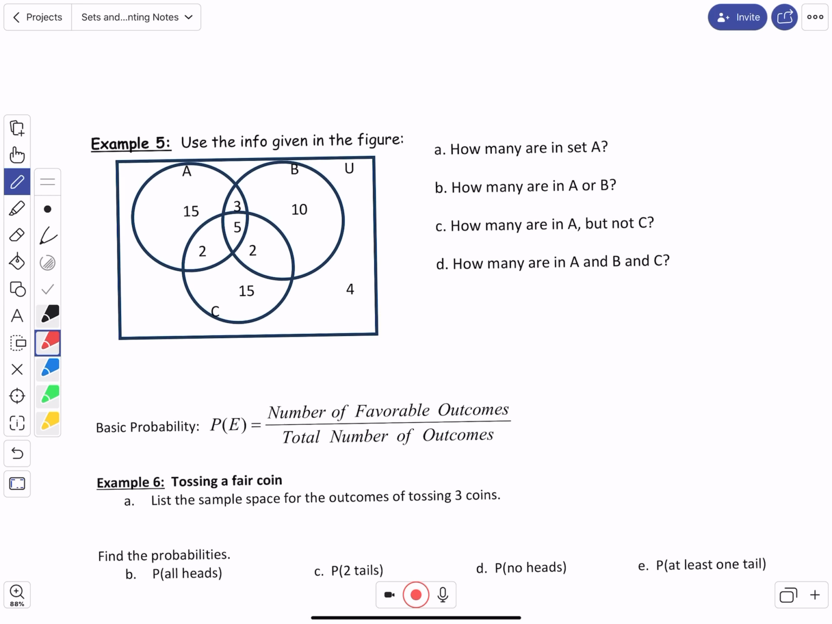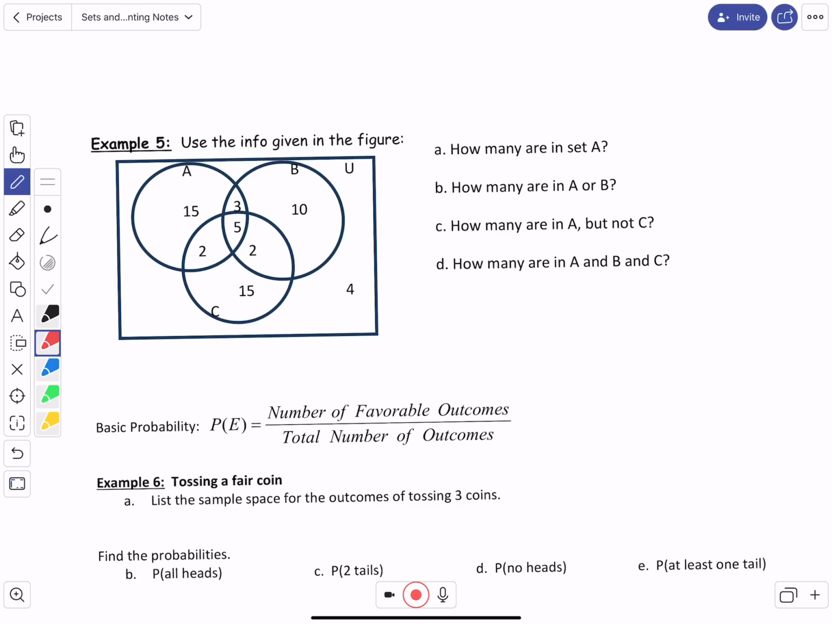Okay, looking at Venn diagrams. And this is very important to know how to read, because with the election and everything, I've seen a lot of Venn diagrams out there. So use the info in the given figure.